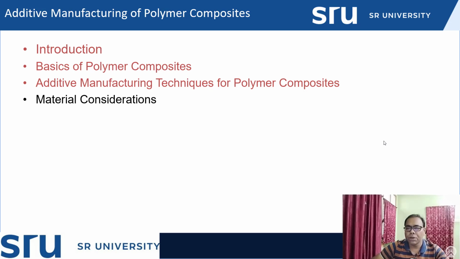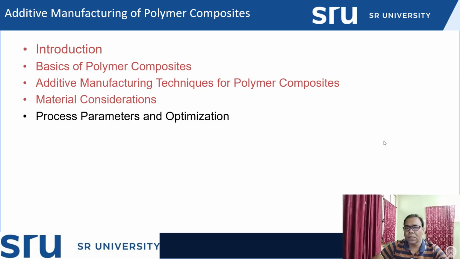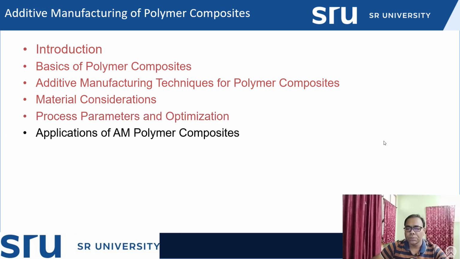And then I will also be discussing the process parameters and how to optimize those parameters for the manufacturing of polymer reinforced composite material, to have better mechanical properties, better microstructure, and better bonding strength between the reinforcement and the matrix material. So those I will be discussing.